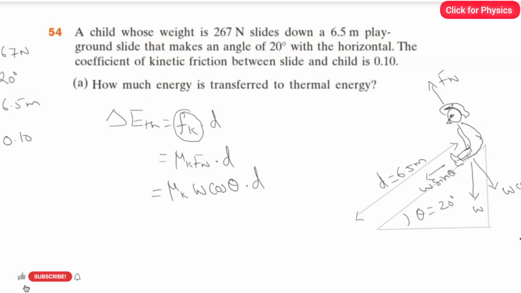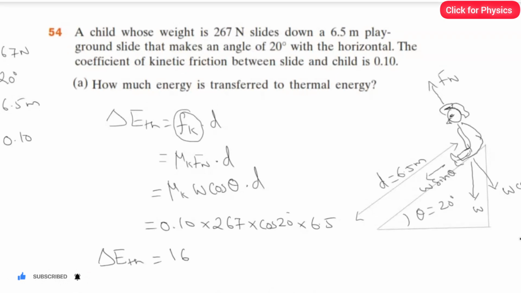Now I am going to substitute the values. What is the value of mu k? Which is 0.10, and the value of weight, which is 267, multiplied by cosine of 20 degree, and the distance covered is 6.5 meter. When I multiply all these, I got the answer for the first question, which is the change in thermal energy, 163.08 joules. So this is the answer for the first part. Clear? Now we have to come for the second part.